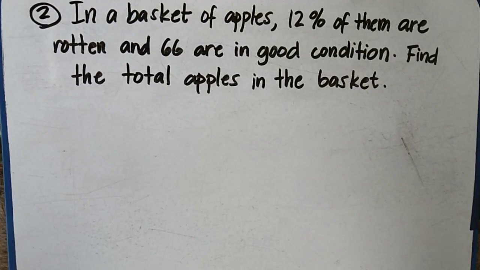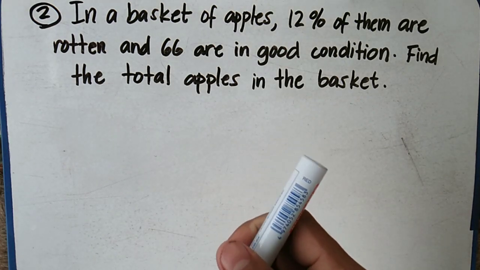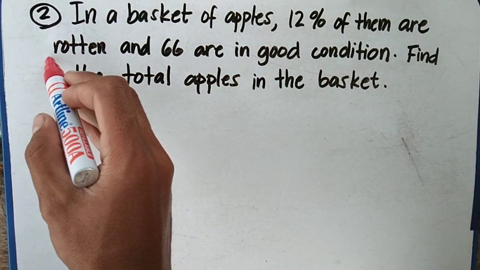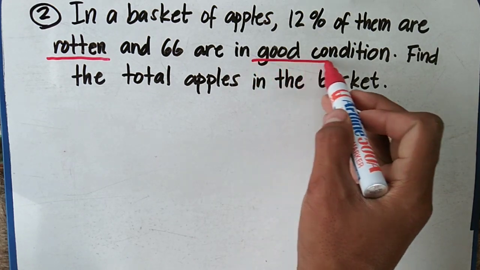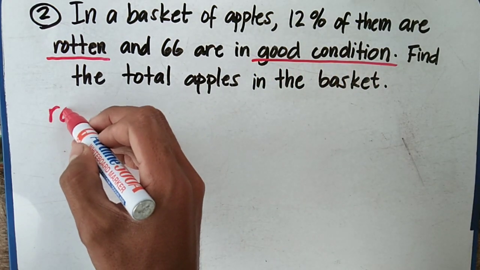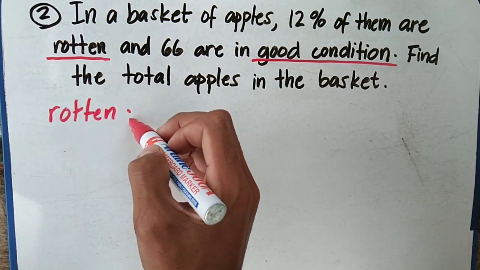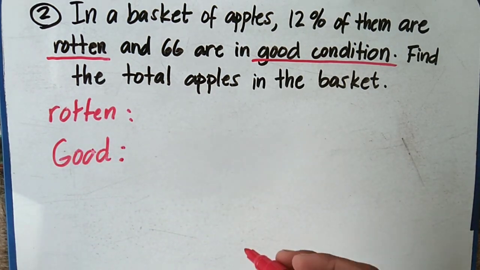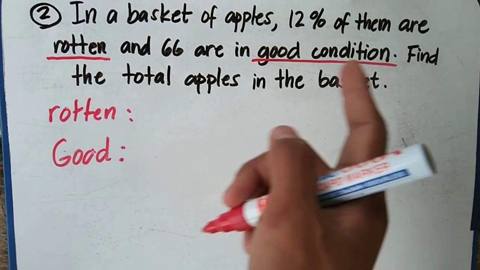In a basket of apples, 12% of them are rotten and 66 are in good condition. Find the total apples in the basket. Ang gagawin natin dito is identify ulit kung ano yung pinag-uusapan. Yung apple daw pero rotten and in good condition. Sulat natin rotten and good. Ilalagay ko lang good.